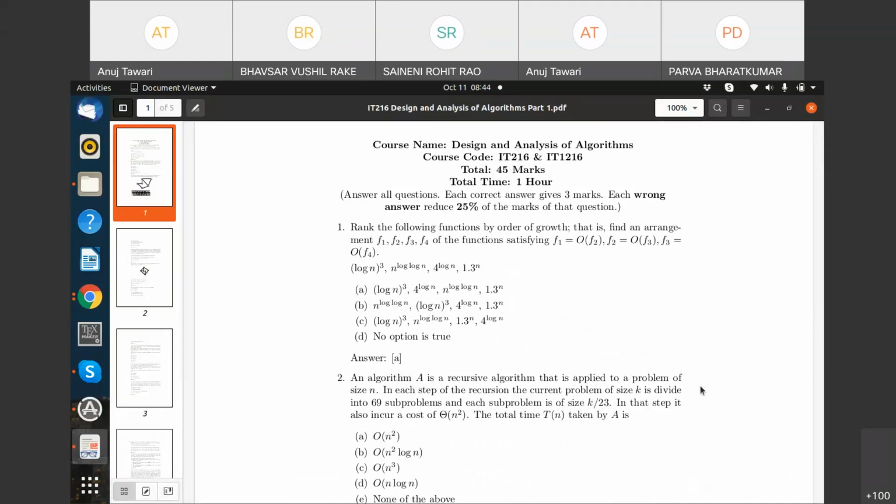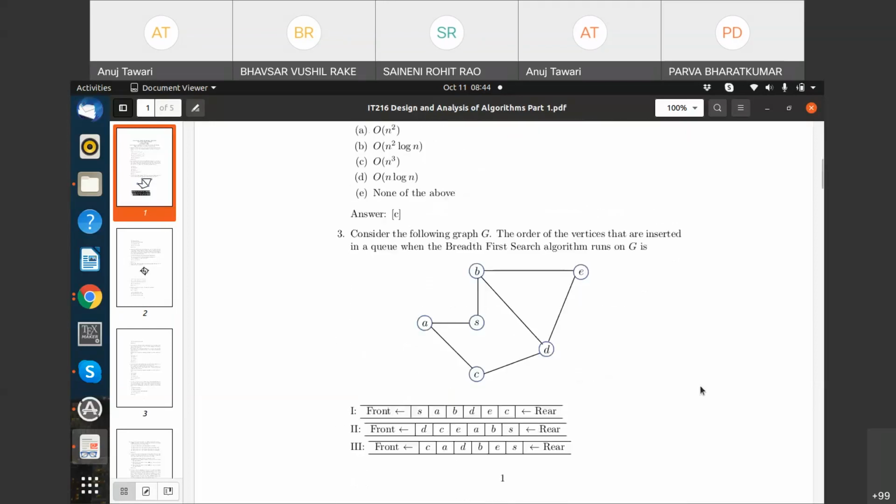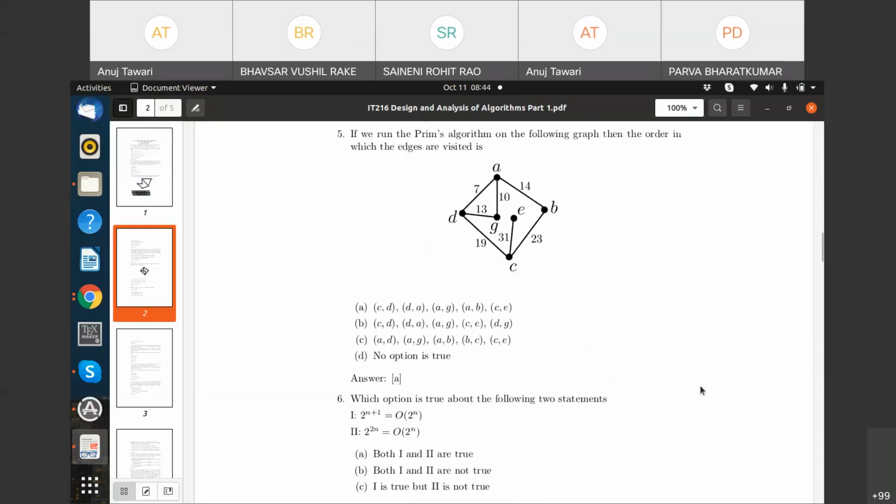Before starting a new topic, I would like to discuss your mid-sem paper. There were 15 questions, and this was created in collaboration with the other instructor, Supanta Pandit. I'll start with the problems which I had created.